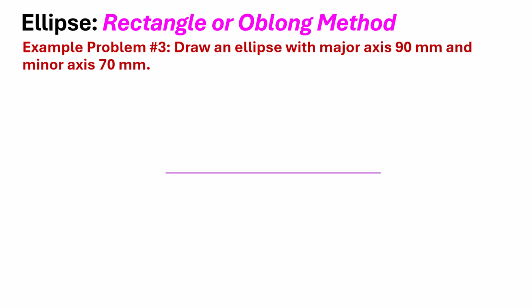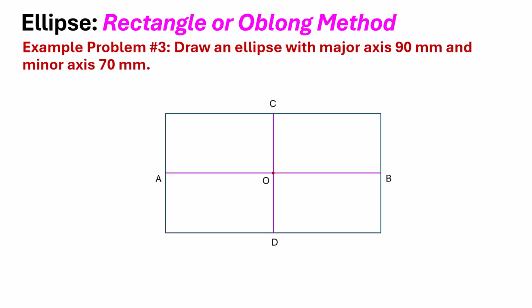So what to do? First, draw the major axis 90 millimeter length line. This is our point A and B. From the center, we draw a line which is our minor axis 70 millimeters long. And this is our C and D. Once we have it, then we complete this rectangle. Now we have P, Q, R, and S as the additional points in this rectangle.